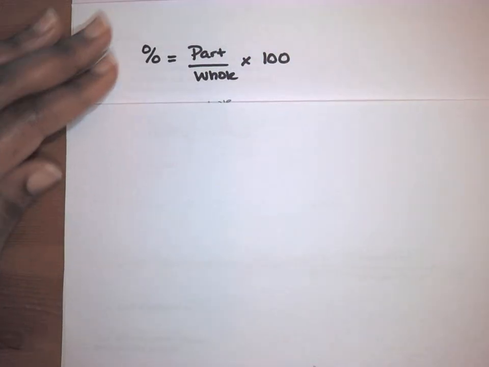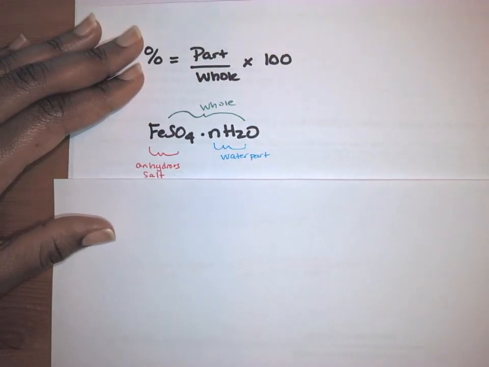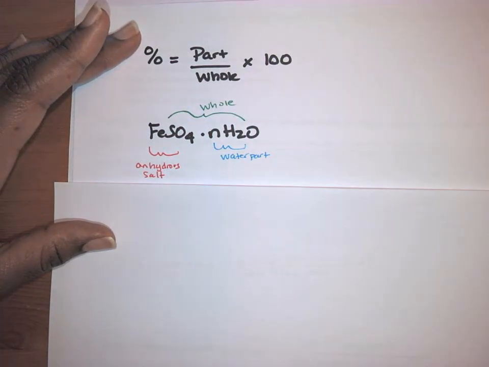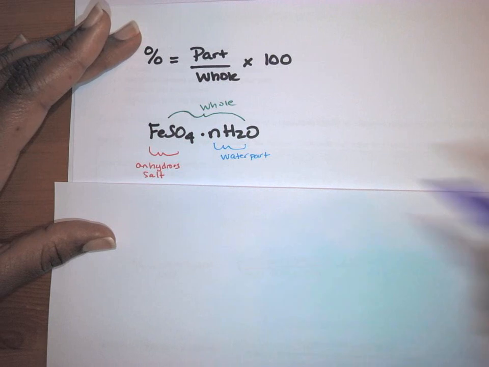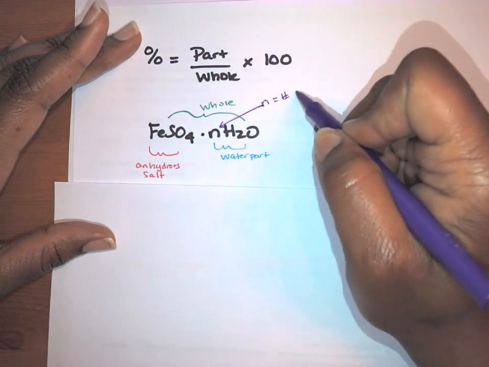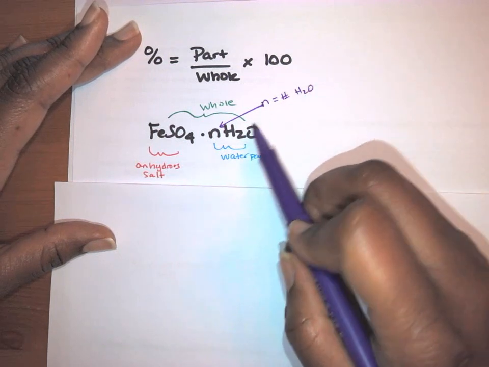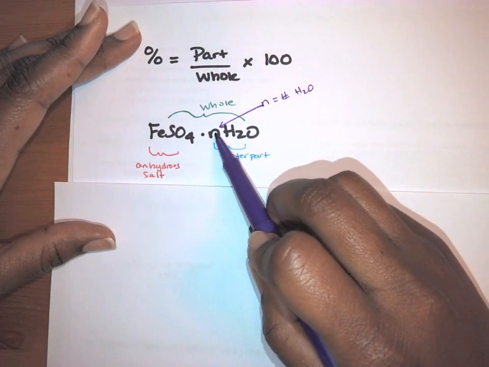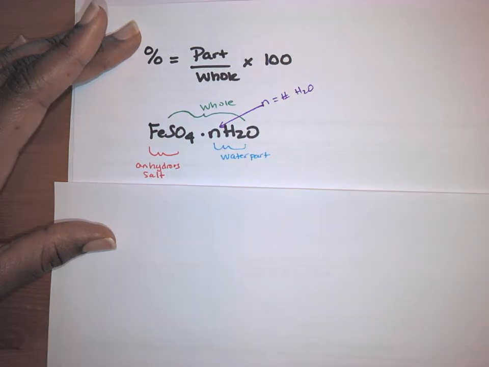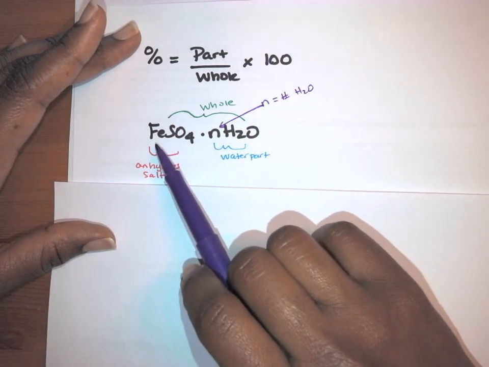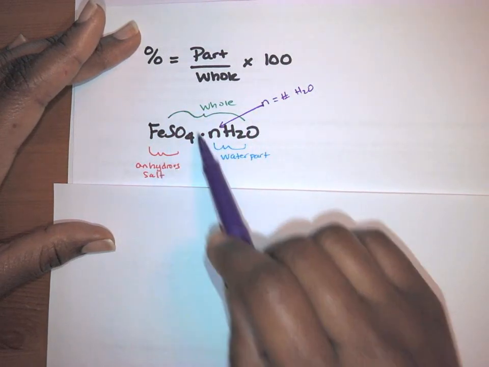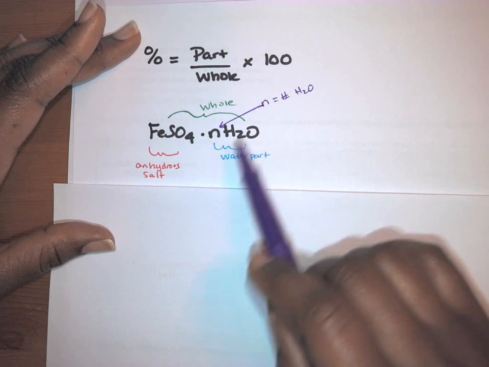Now in the case of these hydrates, the whole thing will be the entire molecule, right? And just so you guys know, just so it's clear, this N is the number of waters. So there would actually be a number here, but we're using an N because this number could be 1, 4, 5, 6, or 7 as shown in the table. But anyway, so your whole would be the entire molecule. And the two parts are the anhydrous salt and then the water, okay?